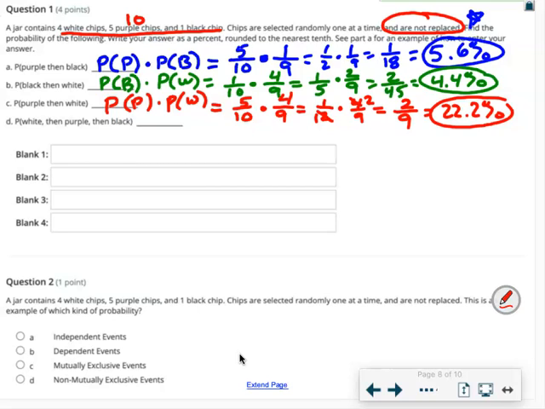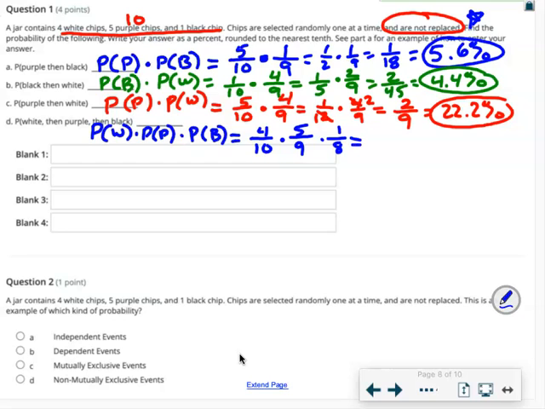And then this one wants 3 in a row. So probability of white times probability of purple times probability of black. When we look at doing this one, the probability that it's white first is 4 out of 10. Then there's only 9 chips left, but there's 5 purples left. Then there's only 8 chips, and there's only 1 black total.